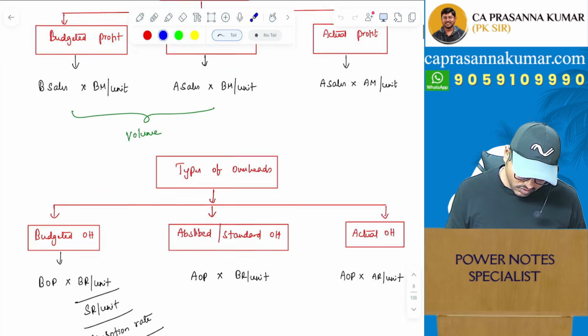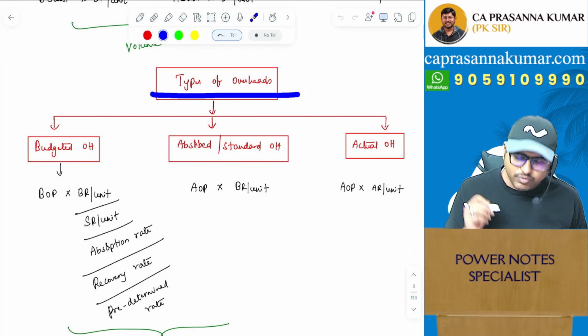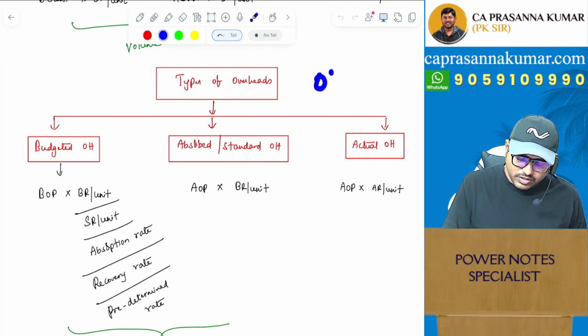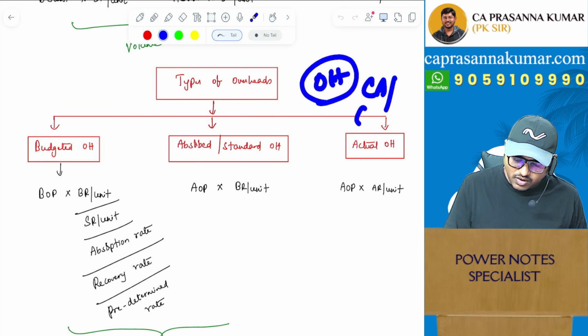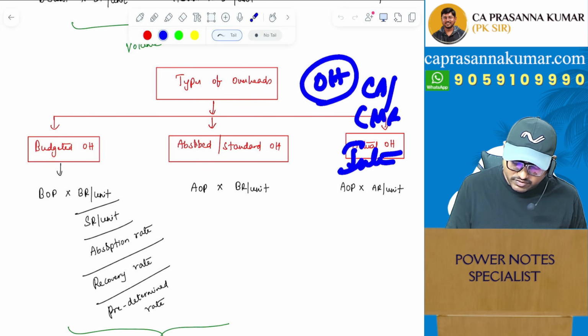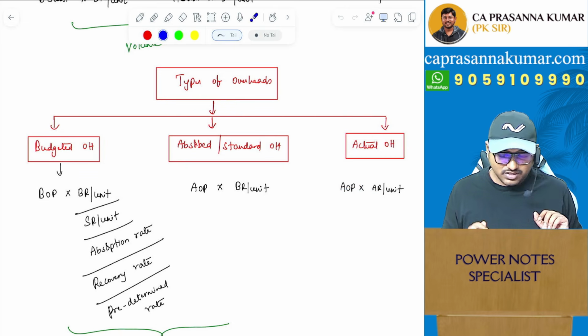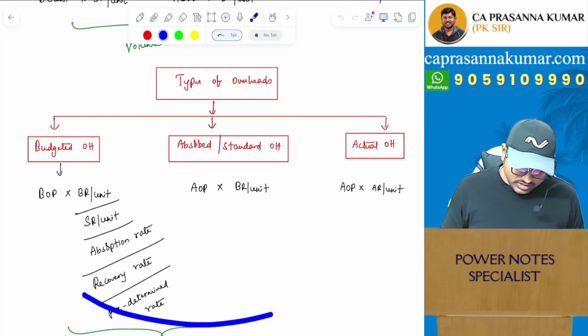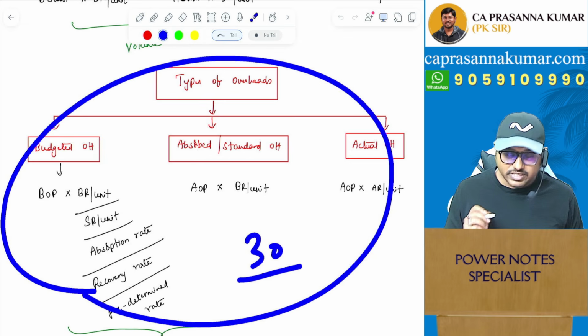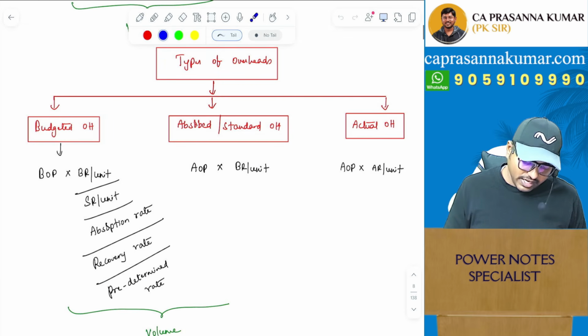Clear? Okay. Then how many types of overheads are there? Those who are done with the overheads chapter in your CA or CMA Inter, you should be clear with this particular concept when you are learning the concept of absorption. Anyways, now is not the time, because otherwise this itself will take at least 30 minutes of explanation. So I don't want to get into that. Right now, just understand that.